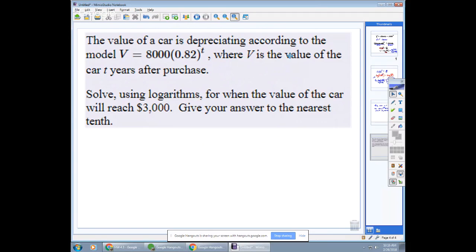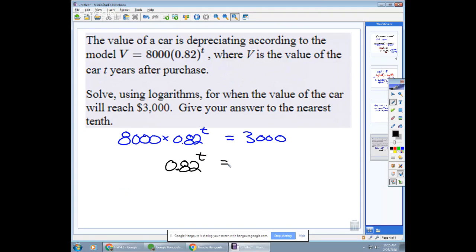Okay. So here's the way I would work it out. Starting with the formula, 8,000 times 0.82 to the power t. I want to know when that is going to be equal to 3,000. So that's the first step, getting that started. Once I write that down, what should I do next? Yeah, divide by the 8,000. So that's going to leave the 0.82 to the t alone, and that's going to give 3,000 over 8,000 on the other side.